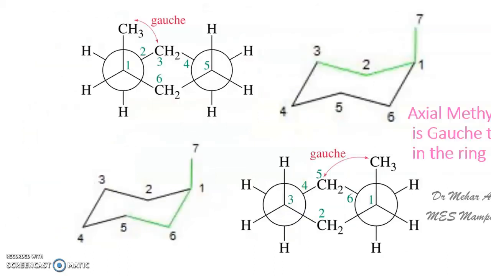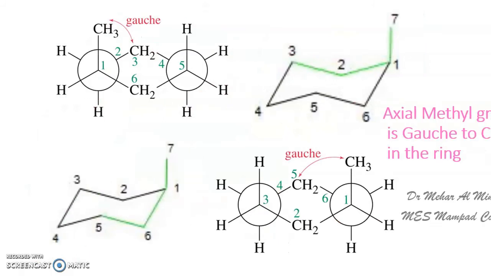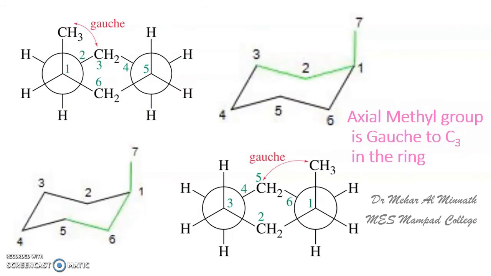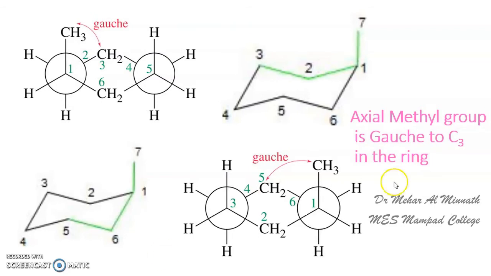Now we can even check out the Newman projection of these 2 gauche units, the newly introduced units. See, we can say that the axial methyl group is gauche to the C3 in the ring. So the axial methyl group is gauche to the C3 in the ring. So this carbon 3 and carbon 5, okay, to the carbon 7. So you can see here in the Newman projection, the methyl group is gauche to the C3. Here the methyl group is gauche to the C5. Okay, so 2 more gauche units are introduced.